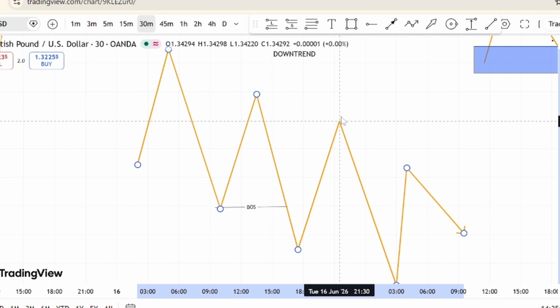Now we go back to our checklist. Is everything intact here? Is our market structure marked properly? Yes. Do we have a break of structure? Yes. Do we have an origin or an order block? Yes. Do we have the liquidity? Yes. Do we have the imbalance? Right. Now we come to the entry.